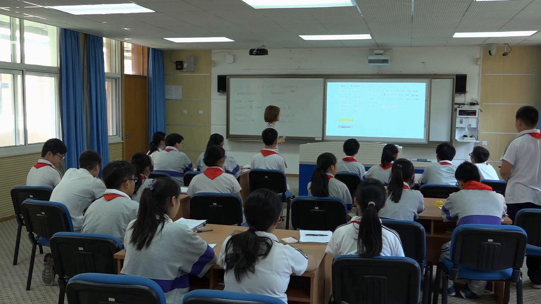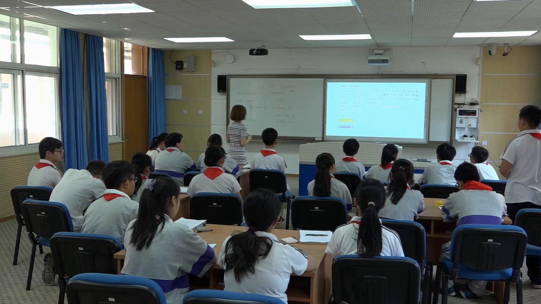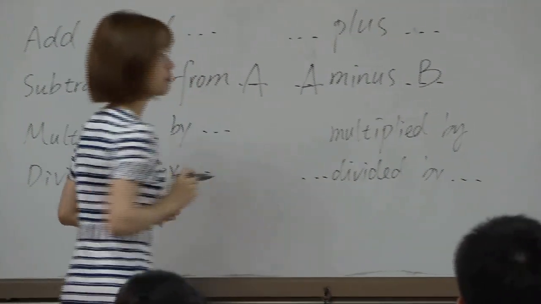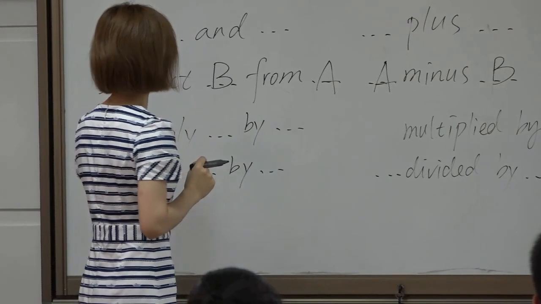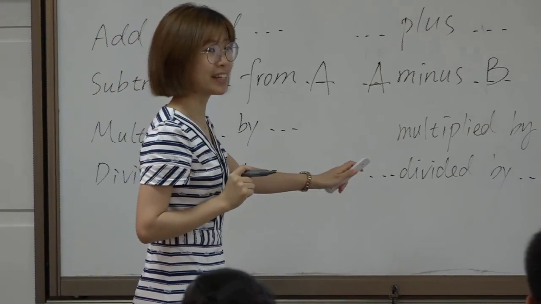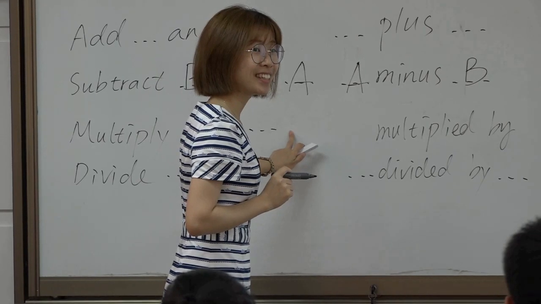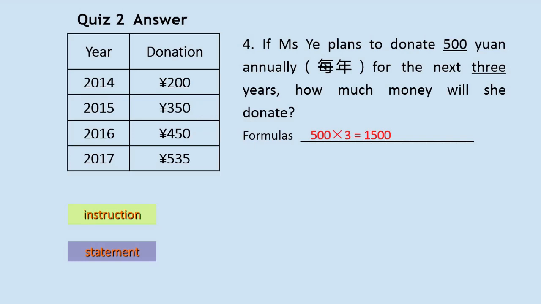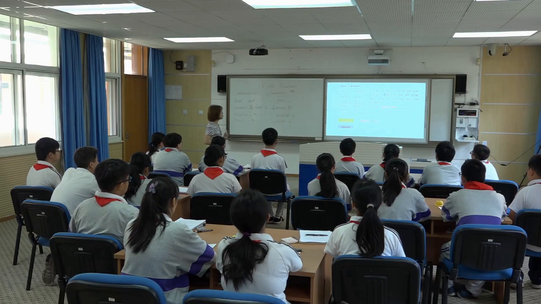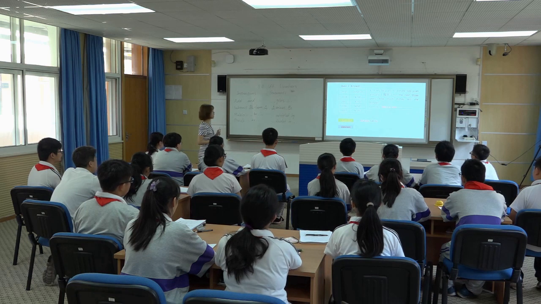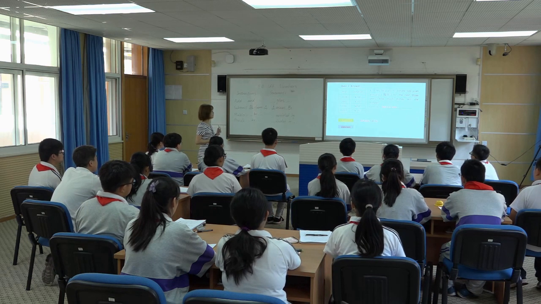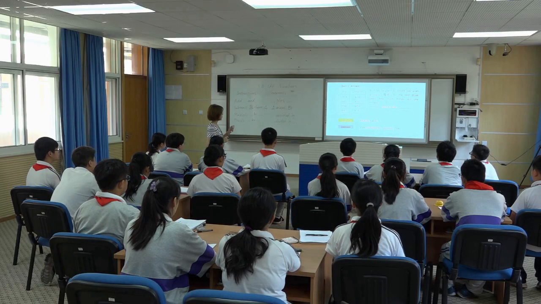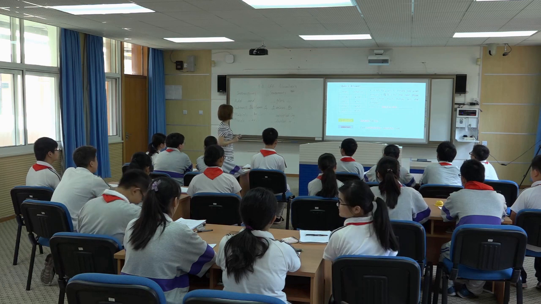500 multiplied by 3. Yes. Is that the end? Of course, right? No equals. Good. Sit down, please. Now together. Instruction. Ready, start. Instruction. Multiply 500 by 3. Statement. 500 multiplied by 3 equals 1,500. Yes, very good. Okay.